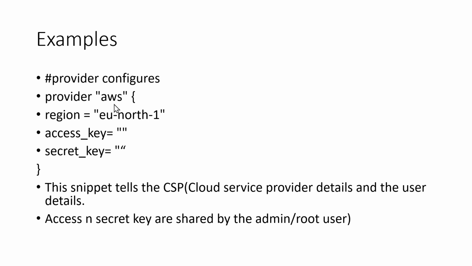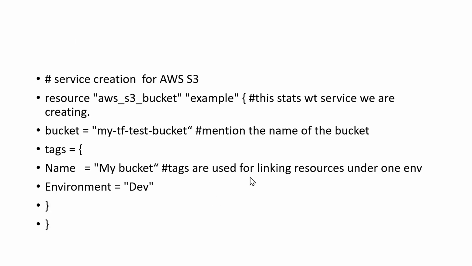Right now I'm using AWS, followed by the region in which I want to create resources. I should create an IAM user, because in the root user I cannot create that. So for that purpose we make use of an IAM user, and we provide access for that particular user to perform all this activity. So we need to create an IAM user followed by the secret key, and the snippet tells the cloud service provider details, user details and access.